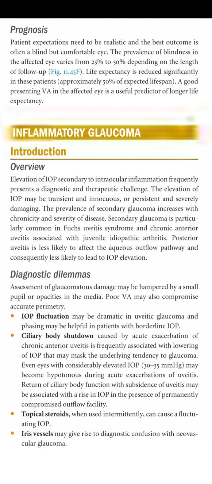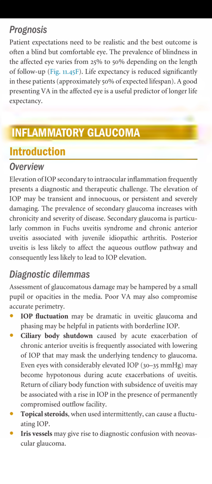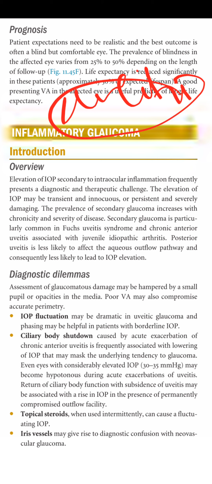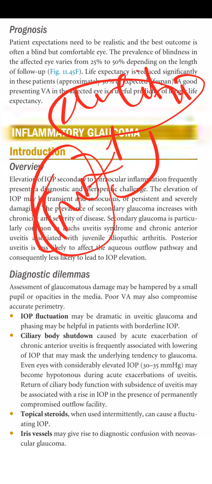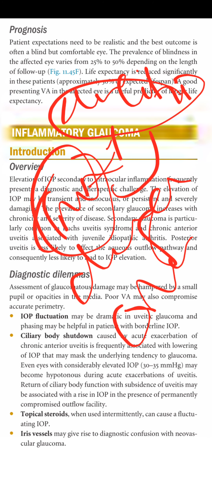Next is the inflammatory glaucoma. So what is the inflammatory glaucoma? Basically, due to uveitis or any other inflammation of the iris, it causes obstruction of the trabecular meshwork, or it can cause changes in the trabecular meshwork that lead to glaucoma formation.